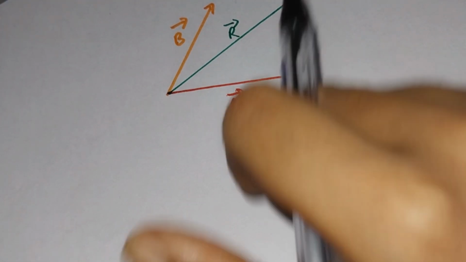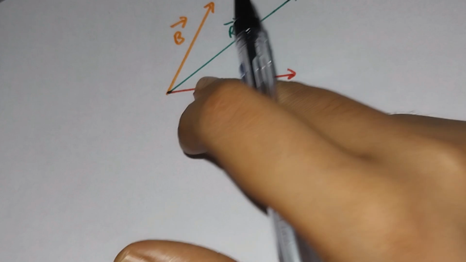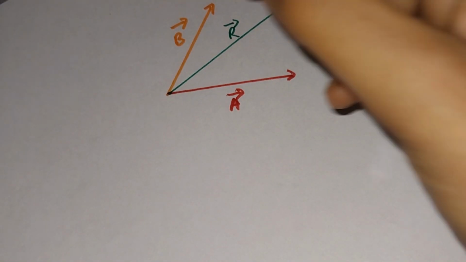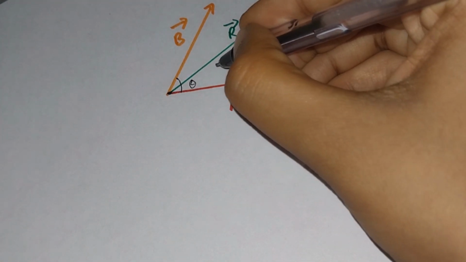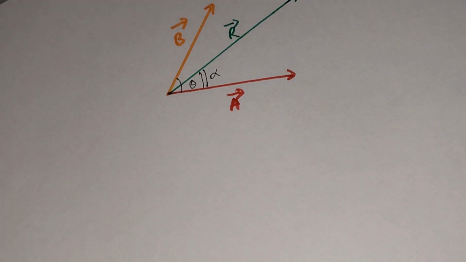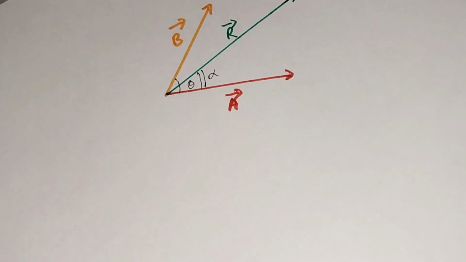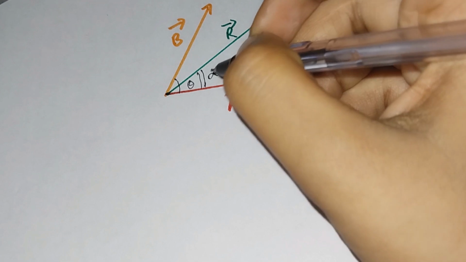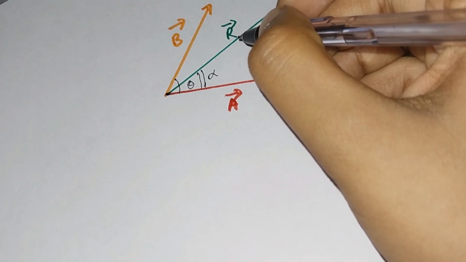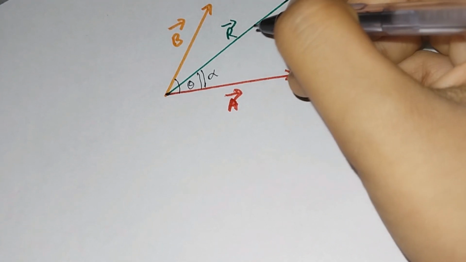Consider two vectors, vector A and vector B. Their resultant is R vector. The angle between vector A and vector B is theta. The angle between the resultant vector and vector A is alpha. Now we have to find the magnitude of this resultant vector as well as its direction.